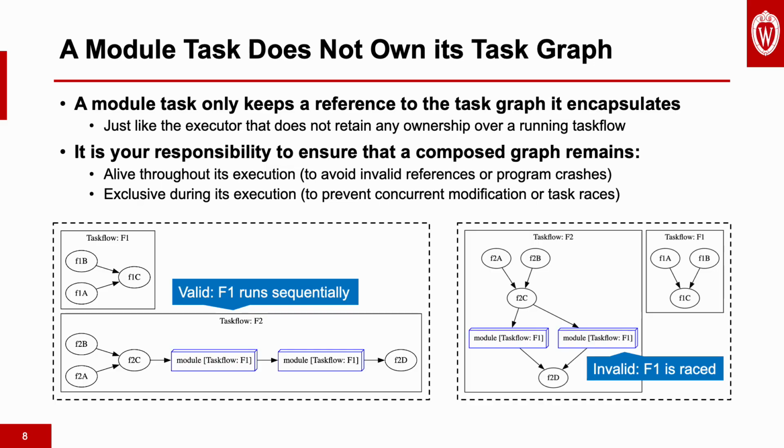For example, on the lower left, we have two module tasks that encapsulate the same taskflow and run one after another. This is valid because the two executions are sequential. However, on the lower right, the execution is invalid because the two module tasks may run in parallel, which can cause data race on the same encapsulated taskflow.